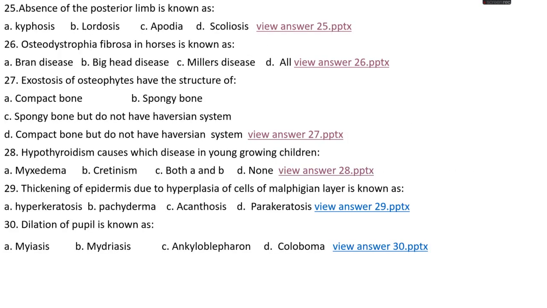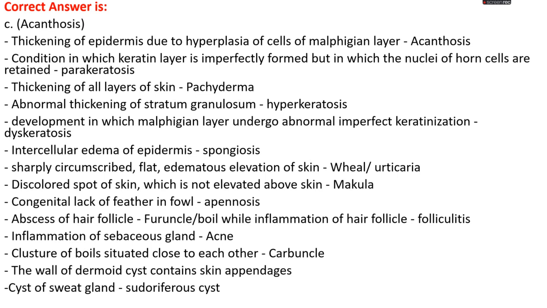Question number 29. Thickening of the epidermis due to hyperplasia of cells of the Malpighian layer is known as option A, hyperkeratosis, option B, pachyderma, option C, acanthosis, option D, parakeratosis. The right answer is option C, that is acanthosis. Thickening of the epidermis due to hyperplasia of cells of the Malpighian layer is known as acanthosis.